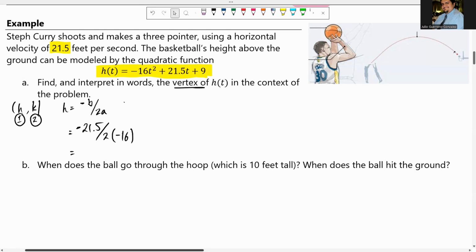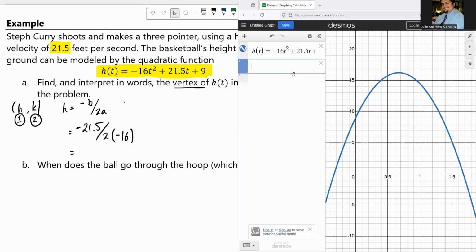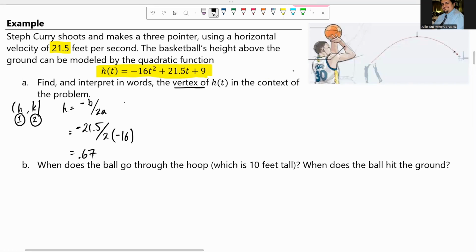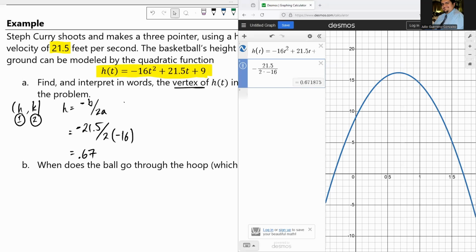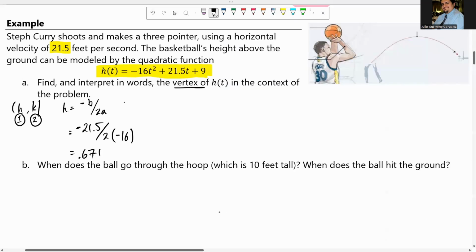I'm going to go ahead and use Desmos for the mathy parts here. Let me get Desmos back out. Negative 21.5 divided by 2 times negative 16. There we go. This gets us 0.671875. Okay, so that was h.